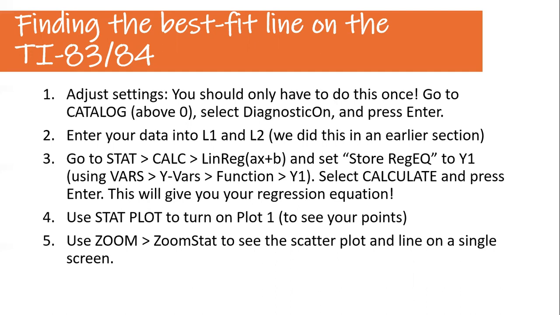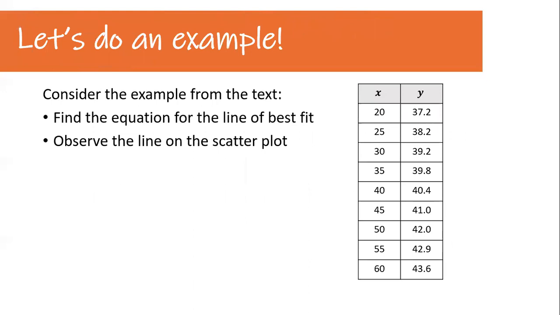If you want to see the line plotted with your points, you can use Stat Plot to turn on plot 1, just like we did to see those scatter plots before. And then when you use Zoom Stat, it's going to show you the graph with your points and with the line of best fit on top of it. Let's do an example here. It comes from our text. We want to find the equation for the line of best fit, and we also want to take a look at it on the scatter plot.